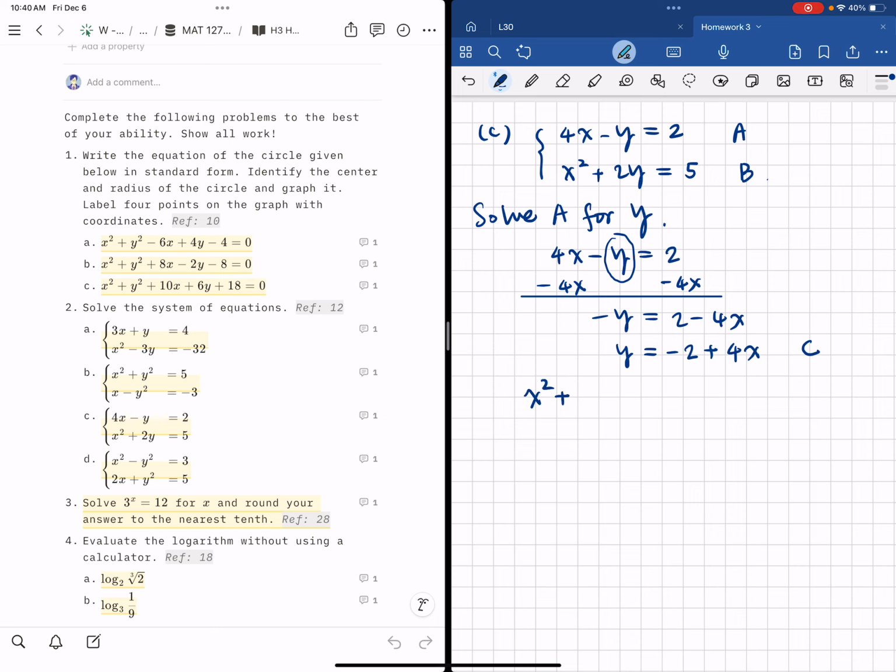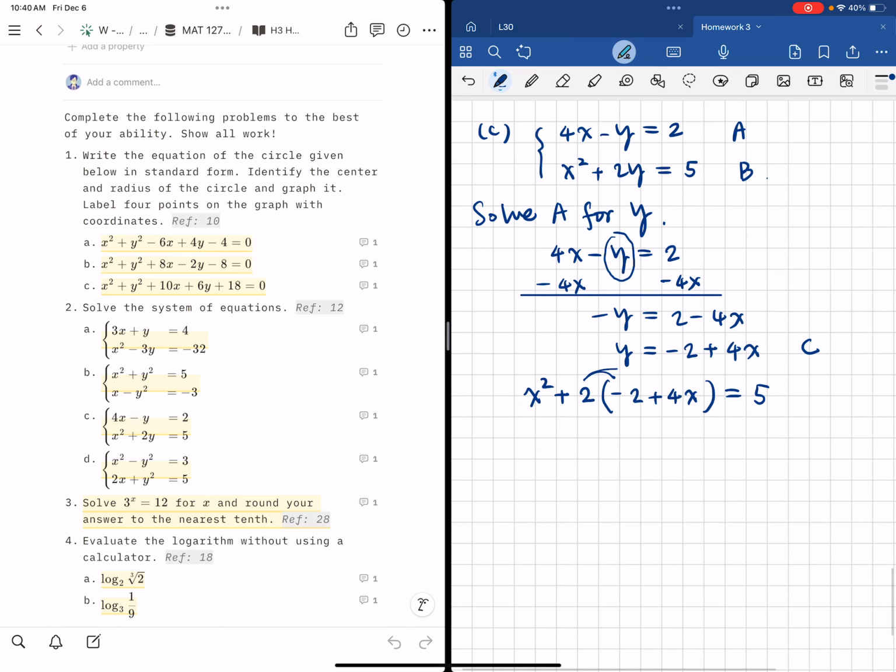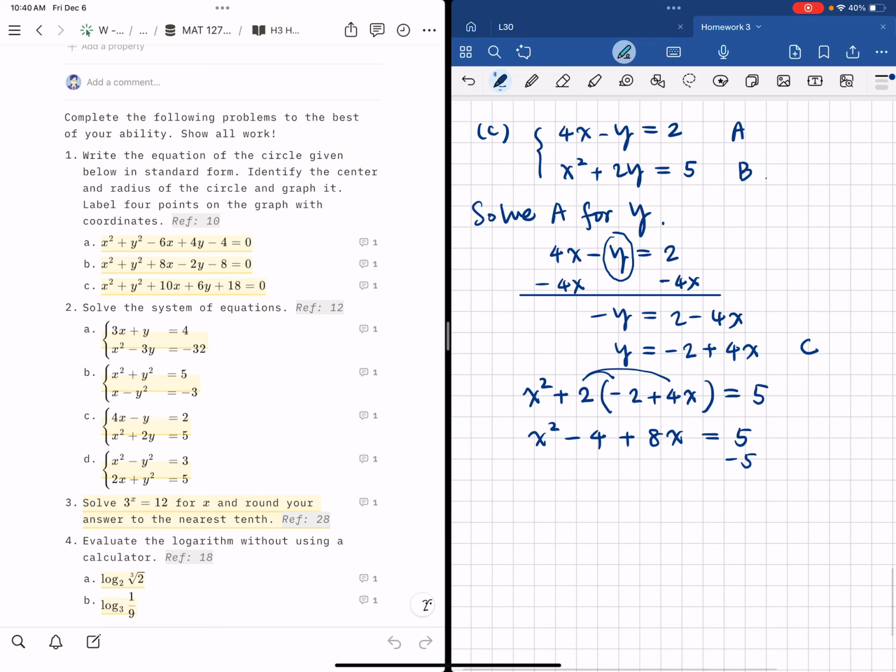x squared plus 2 times y, and y is equation C, negative 2 plus 4x, equals 5. Let's simplify this equation by distributing 2. x squared minus 4 plus 8x equals 5. Then I'm going to subtract 5 from both sides because it's a quadratic equation, and reorganize the terms a bit. x squared plus 8x minus 9 equals 0.